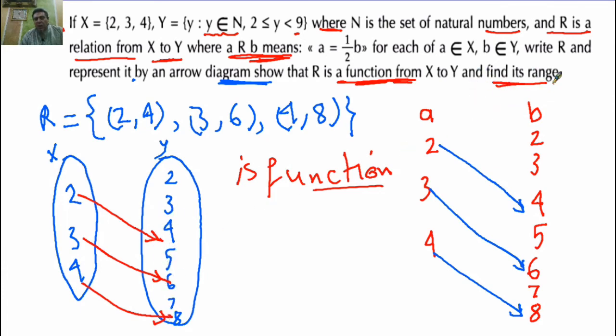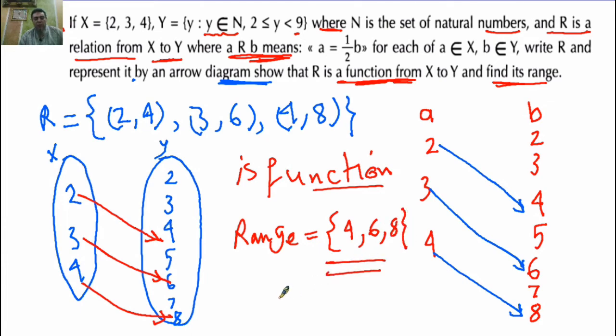After that, the range of a function is the set of elements in y that appear as the second projection. The second projection is 4, 6 and 8. That's the range of the relation.